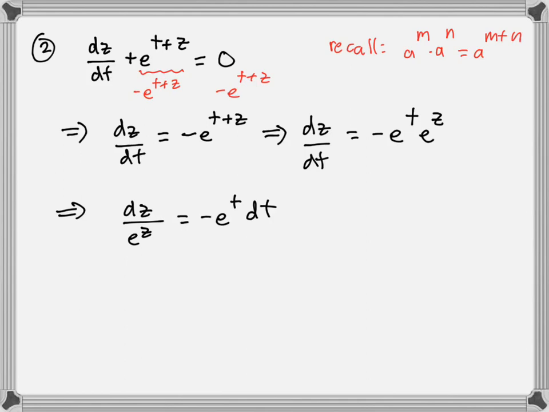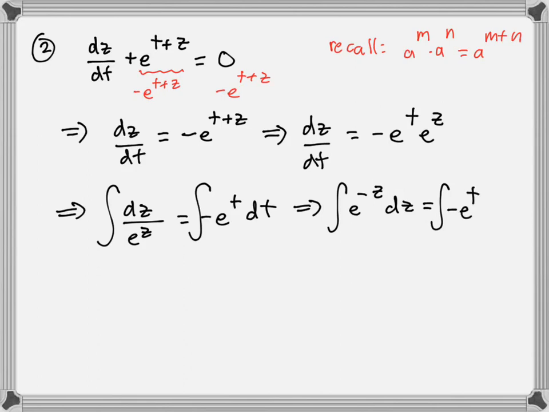How do you integrate 1 over e to the z? Because if I integrate both sides, I have to integrate that. Now, be careful, you cannot integrate 1 over e to the z in this form. Instead, let's remember that it's actually the same as this. So now it should be clear how to integrate. The left side becomes negative e to the negative z, and this is going to equal negative e to the t plus c.